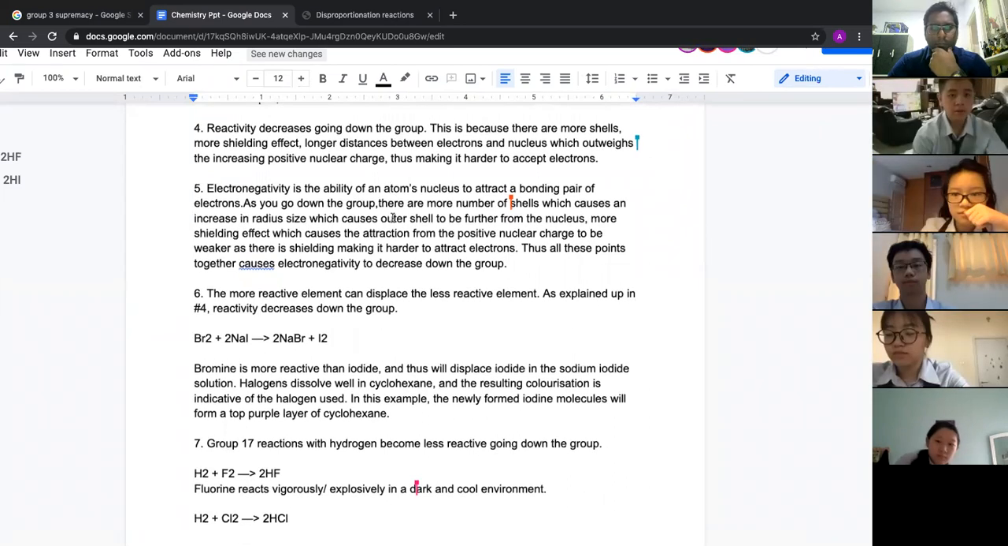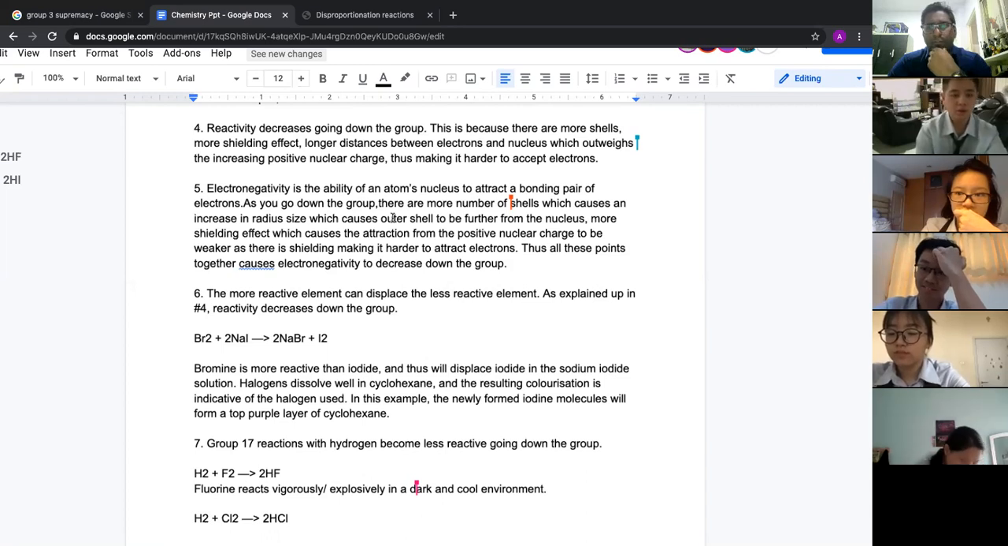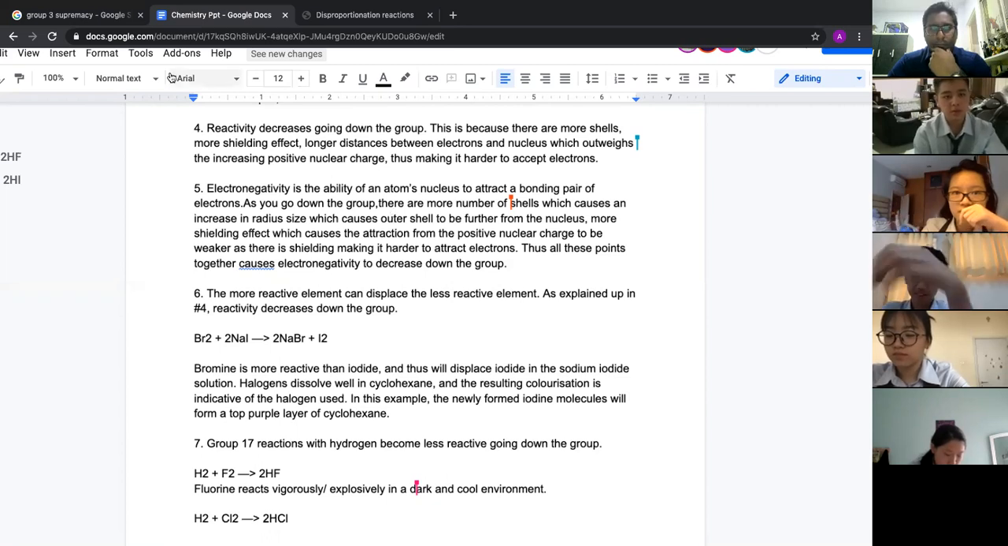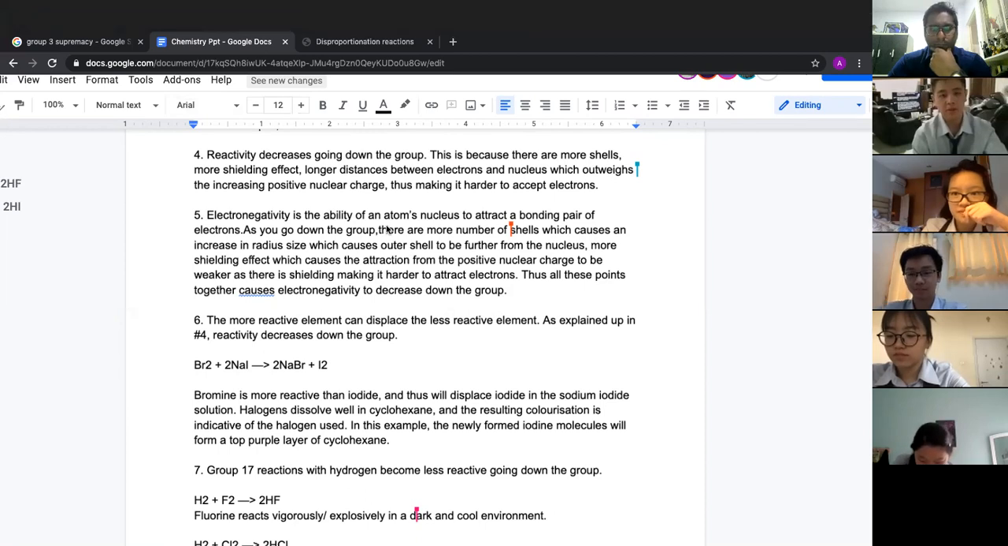The trend of reactivity down the group. Reactivity decreases down group 17. The reason why is because there's an increase in shells, which causes more shielding effect, and the longer distance between electron and nucleus, which outweighs the increasing positive nuclear charge, thus making it harder to accept electrons.